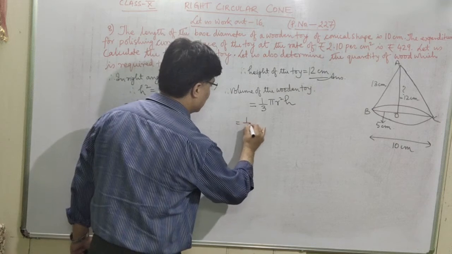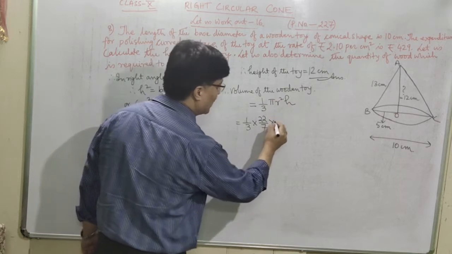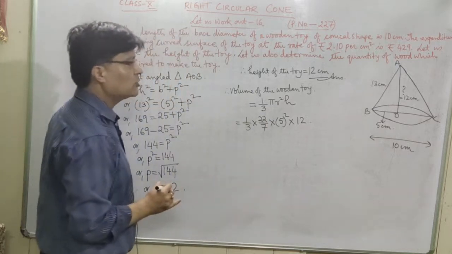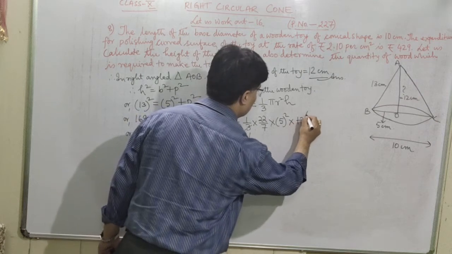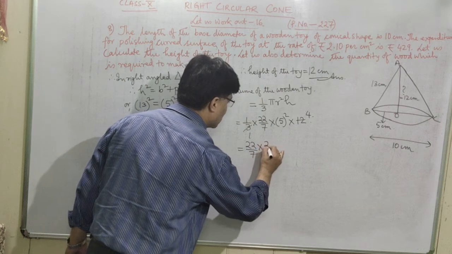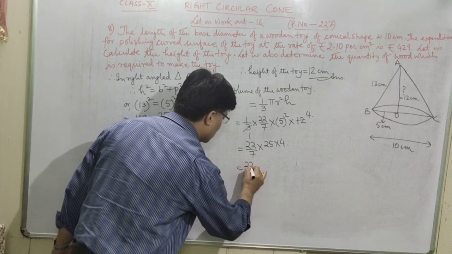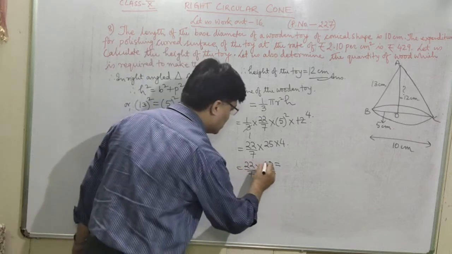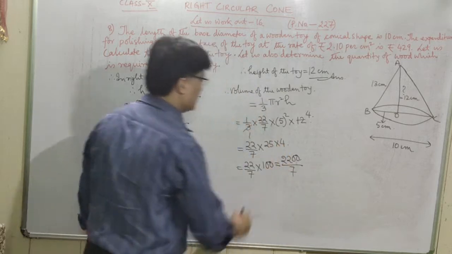Right? So 1/3, what is pi here? 22 by 7. What is radius whole square? That is your 5 whole square into, what is the height? Height is 12. Here the vertical height is 12, right? So 3 ones are 3. This is 3 fours are 12. Which is equal to 22 by 7 into, what is 5 whole square? 25 into 4. Is that clear? Which is equal to 22 by 7 into 25 fours are 100. Which is equal to 22 into 100 is 2200 divided by 7.